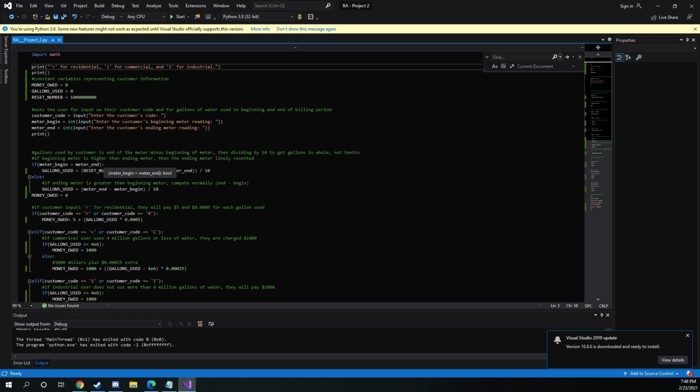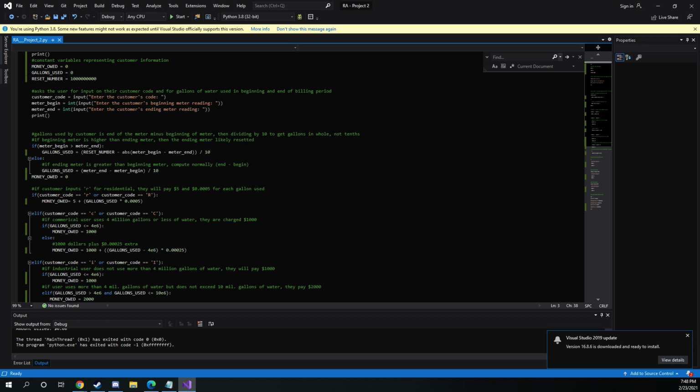Now, this just refers to the values themselves, not actually how much water they used was greater in the beginning. Because if the beginning meter was a greater value than the ending meter, then that means that the meter dial reset back to 0 because it exceeded the 9-digit limit it has.